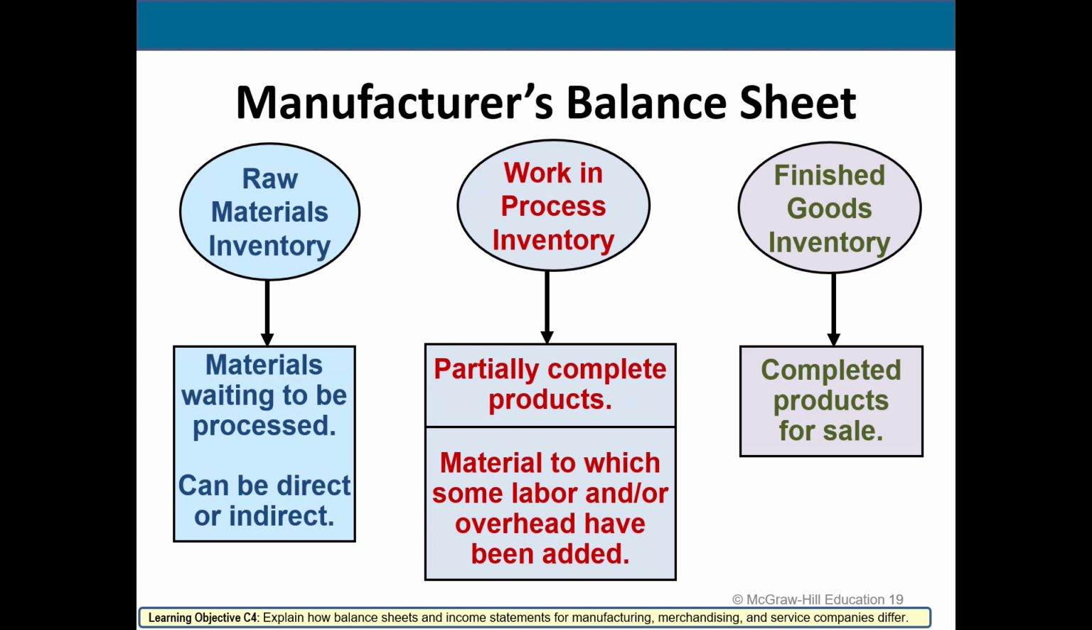Manufacturers have 3 inventories instead of a single inventory called merchandise inventory. The 3 inventory accounts for a manufacturer include raw materials. So these are the materials that we just purchased and they're waiting to be processed. Work in process inventory. These are partially completed products. And finished goods, which obviously are the completed products. They're ready to be sold.